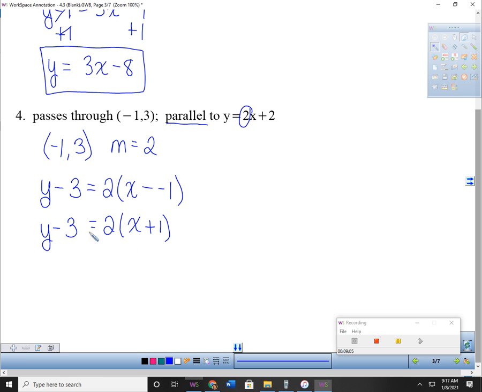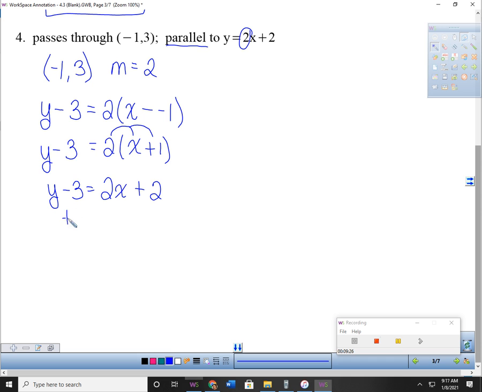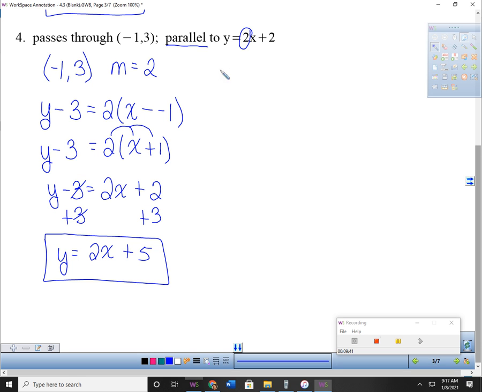And then I'm going to go through the process to solve for y again. So I'm going to distribute the 2. 2 times x is 2x. And 2 times 1 is 2. Then move the 3. So I add 3. So y is equal to 2x plus 5. And in the end, remember, if you're parallel, that number in front of your x should be the same, right? So if you have a different number here, then you've done something wrong.